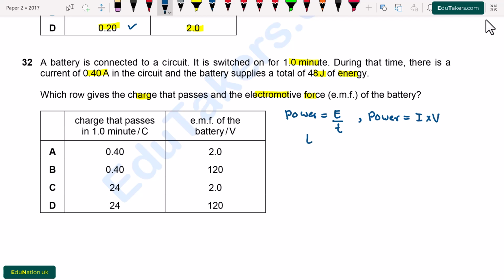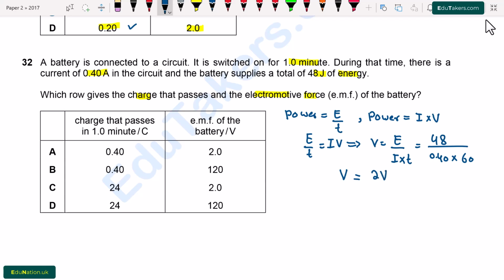So I write here E over T will be equal to IV. So V will be equal to E over I multiplied by T. Here energy is given, which is 48 joule, divided by current 0.40 ampere multiplied by time. Time is 1.0 minute, which is equal to 60 seconds. So EMF V will be equal to 2 volt.